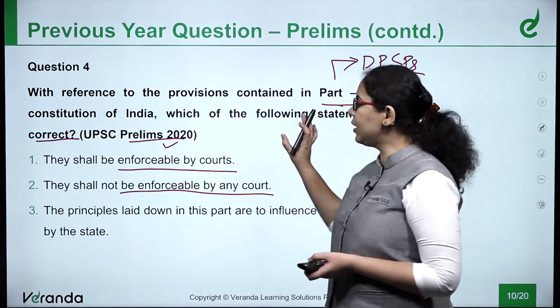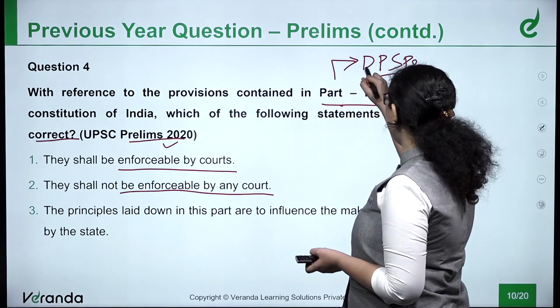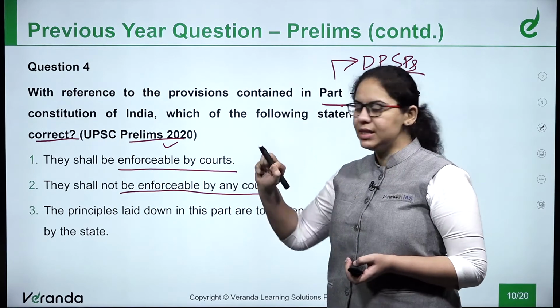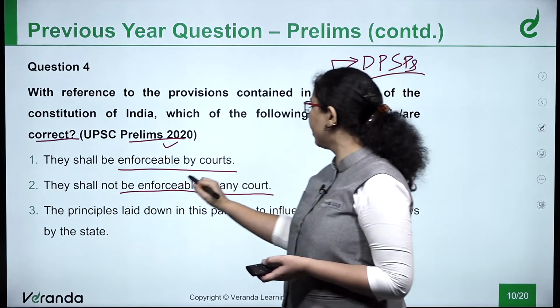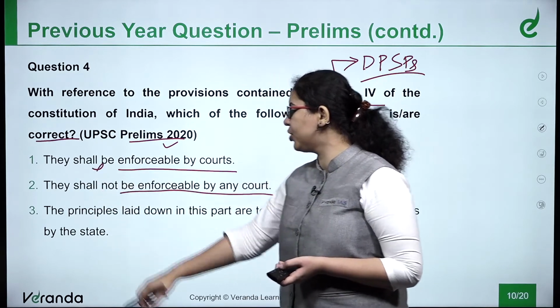So basically what happened, DPSPs were kept as non-justiciable. So this option gets wrong, option 1.